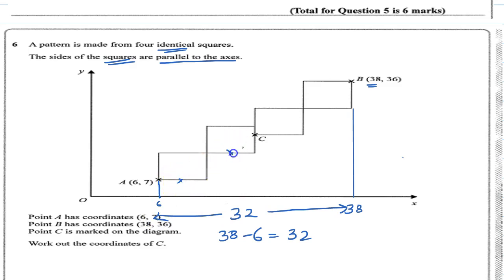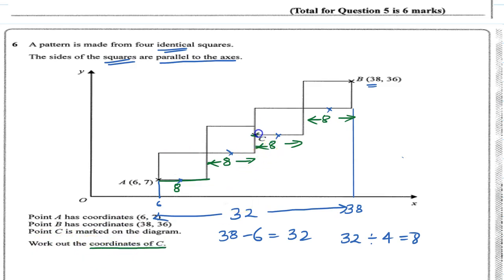1, 2, 3, 4, and they all are identical. So 32 divided by 4 is 8, which means every square has 8 length, and the width is 8. So this is also 8, this is also 8, 8 and 8, right? So the first thing they are saying is, work out the coordinate of C point.